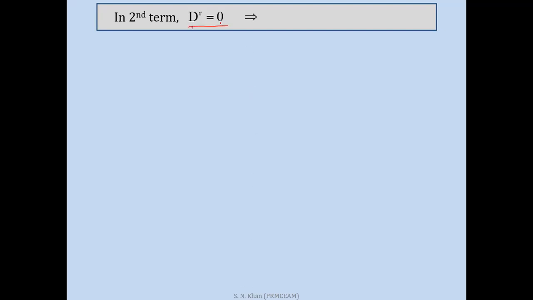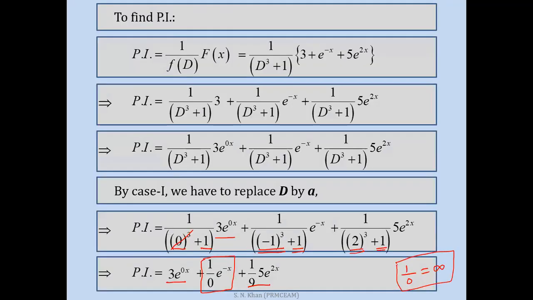और denominator अगर equal to zero आता है, तो उसके लिए method मैंने आपको पहले ही show किया है. What do we have to do if we are getting denominator as zero? We have to multiply the right hand side by variable x and we have to take derivative of operator. तो अभी complete right hand side को हमें x से multiply करना नहीं है, because here we are having three different terms on right hand side.